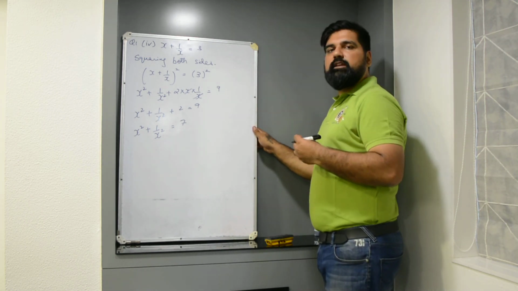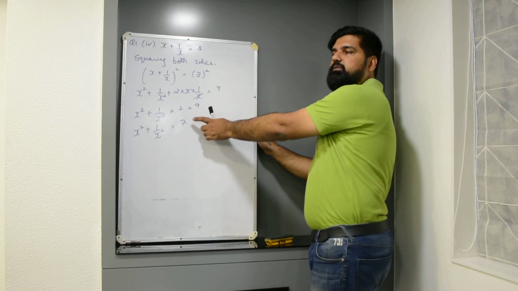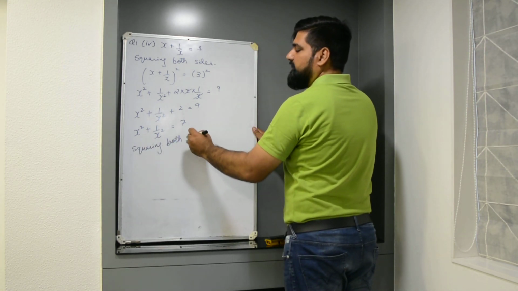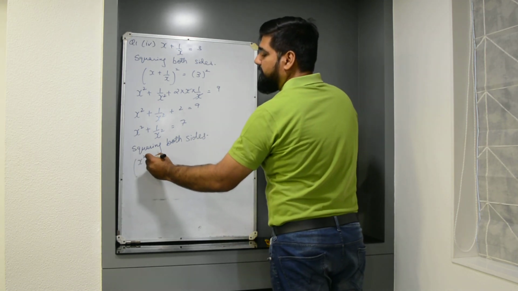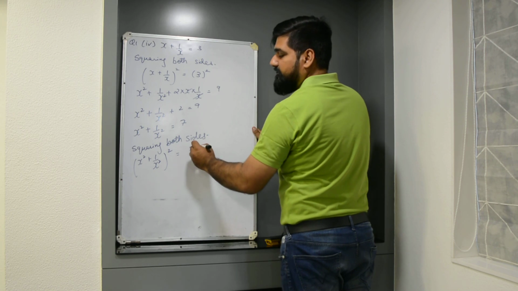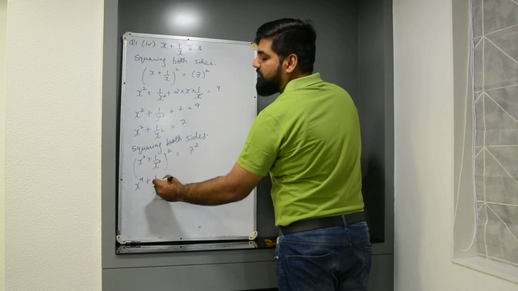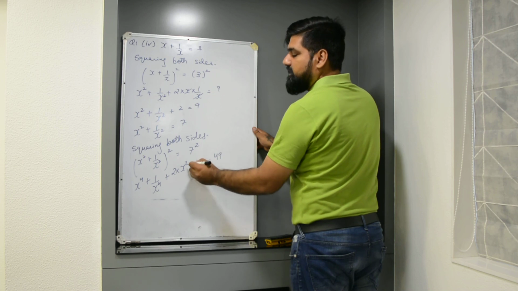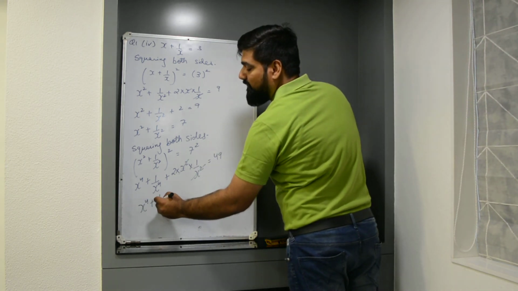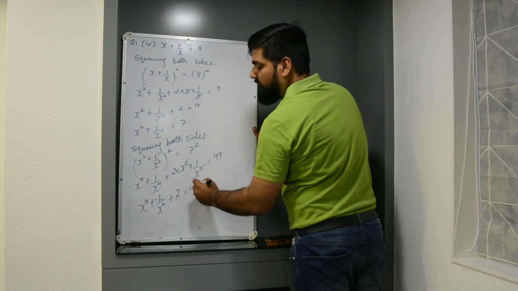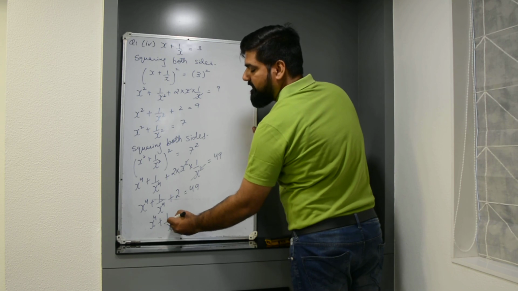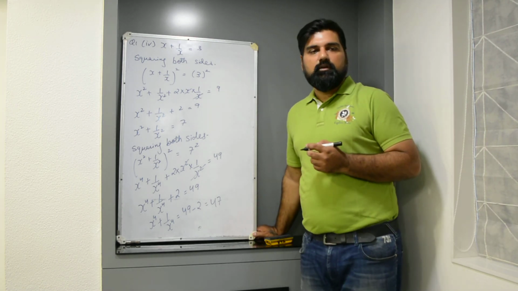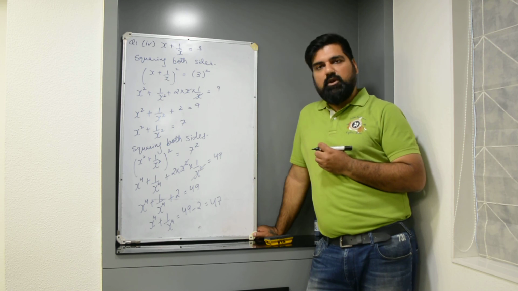Now to find x raised to 4 plus 1 by x raised to 4, I will be squaring this equation again. So squaring both sides, again you will get x square plus 1 by x square whole square is equal to 7 square. This will become x raised to 4 plus 1 by x raised to 4 plus 2 into x square into 1 by x square is equal to 49. This x square will get cut. So we get x raised to 4 plus 1 by x raised to 4 plus 2 is equal to 49, or x raised to 4 plus 1 by x raised to 4 is 49 minus 2, which is equal to 47. That is the final answer. This is how you need to solve all the equations. Okay?